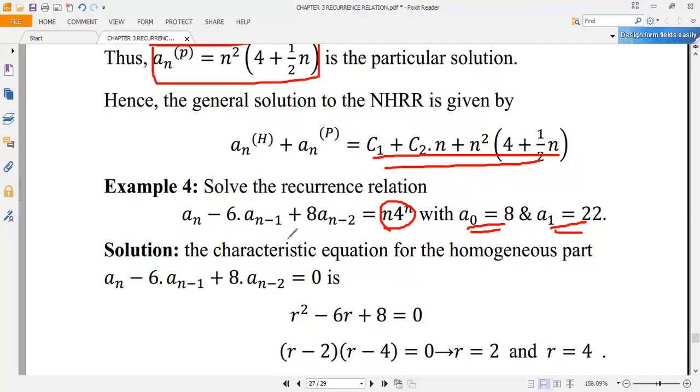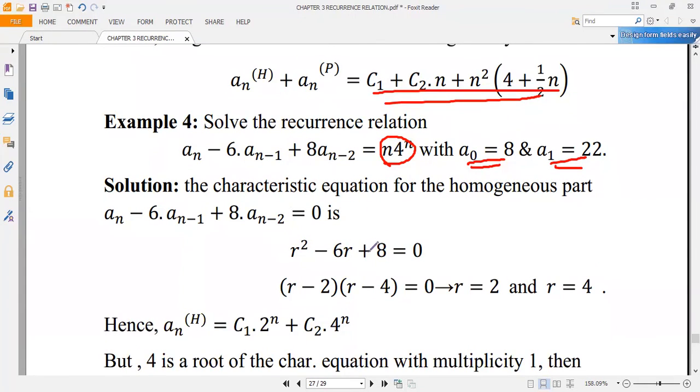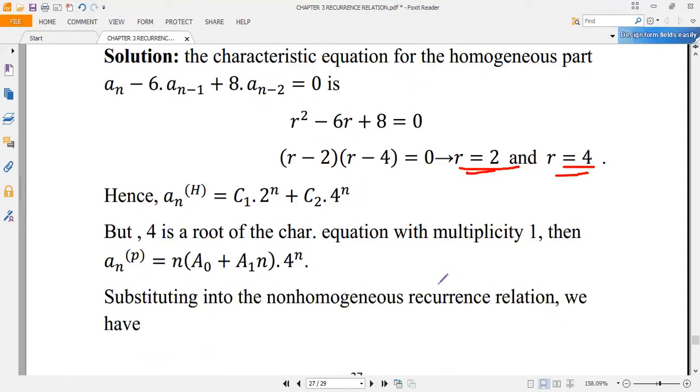So the characteristic equation for the homogeneous part is r squared minus 6r plus 8 equals 0. So what are the numbers whose sum is minus 6 and whose product is 8? They are minus 2 and minus 4. So (r - 2) times (r - 4) equals 0. So r equals 2 and r equals 4 are the roots of the characteristic equation.